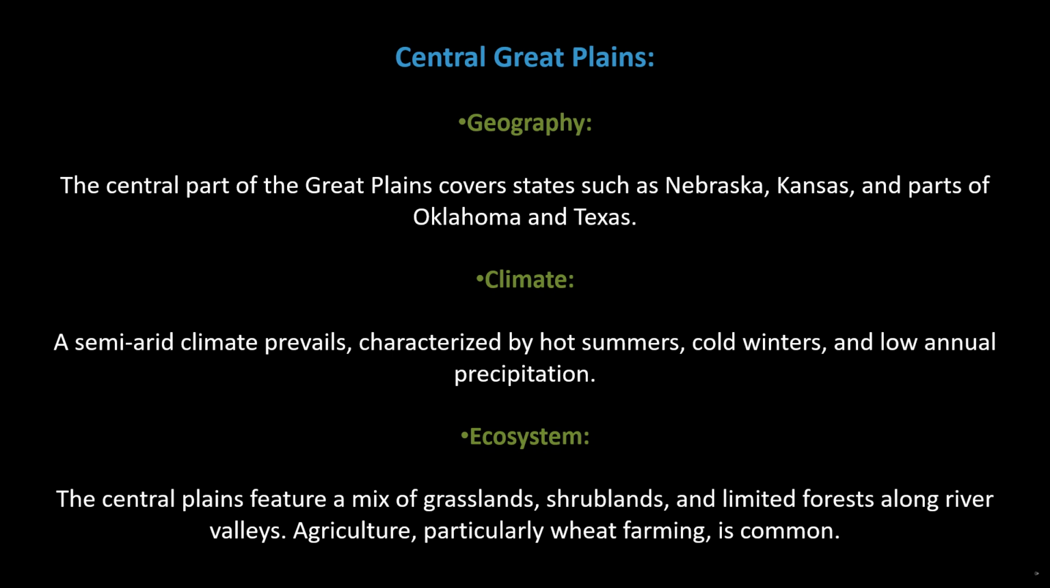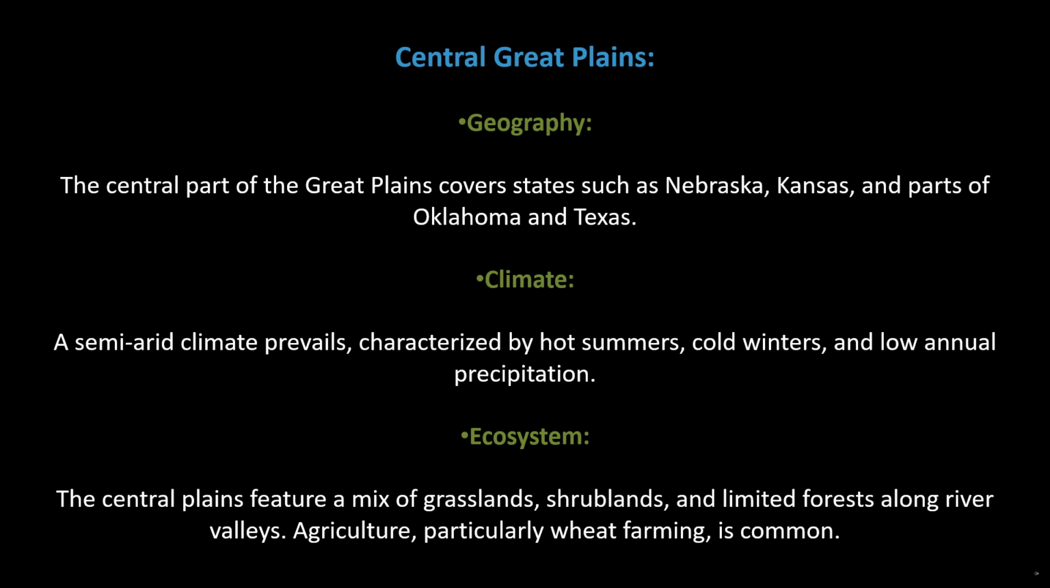Central Great Plains. Geography. The central part of the Great Plains covers states such as Nebraska, Kansas, and parts of Oklahoma and Texas. Climate. A semi-arid climate prevails, characterized by hot summers, cold winters, and low annual precipitation.